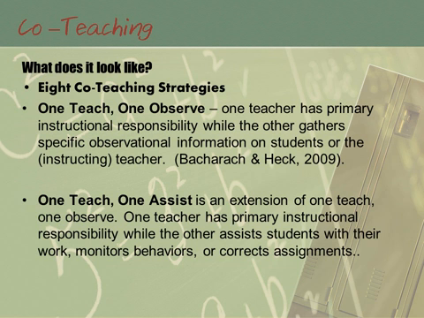I'm going to give you 8 different ways that co-teaching can be carried out. The first is one teach, one observe. This is when one teacher has primary instructional responsibility and the other one gathers specific observational information on students or the instructing teacher. The next example is one teach, one assist, and it's an extension of the one teach, one observe model, wherein one teacher has primary instructional responsibility and then the other teacher assists students with their work and monitors behaviors or corrects assignments.